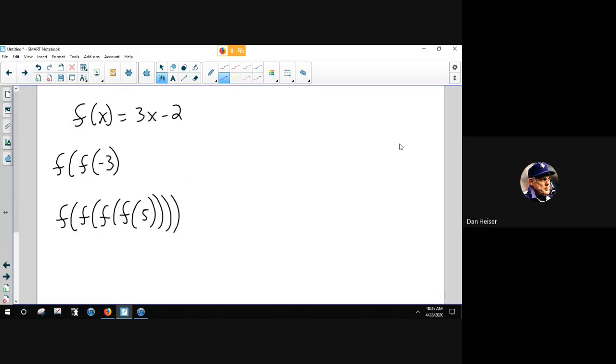Here's another function, f of x. And this says find f of f of -3. Don't let this cause panic. We simply apply the same function twice. That does not mean take your answer and double it. That is completely wrong. It means find f of -3 and then take that answer and plug it into f again. So we need to start with f of -3.